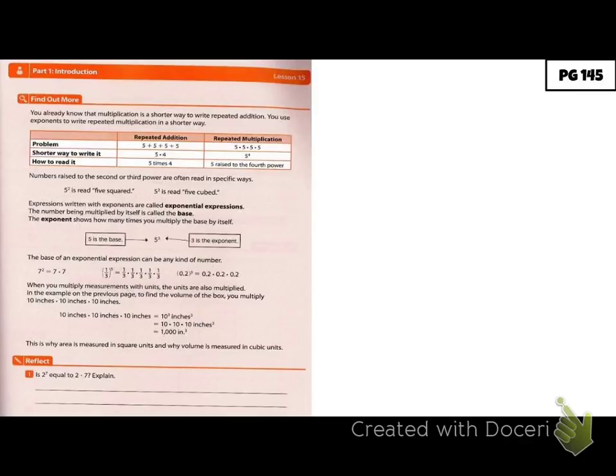The base of an exponential expression can be any kind of number. So you can see 7 squared would be 7 times 7. You can also do the same thing with fractions. So if you see 1/3 to the 5th power, you're doing 1/3 times 1/3 times 1/3 times 1/3 times 1/3. And you can do the same thing with decimals. If you see 2/10 written as a decimal raised to the 3rd power, you're going to multiply 2/10 times 2/10 times 2/10.